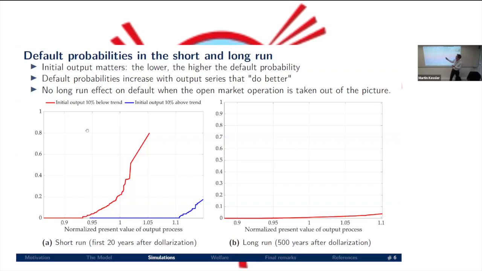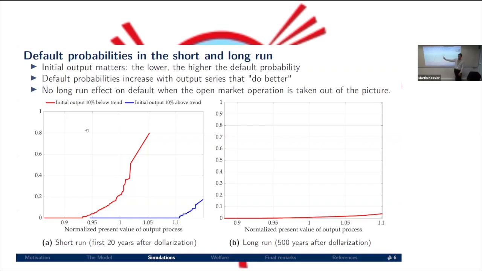And what we find is that if initial output, the output when you dollarize, like in the case of Ecuador, if the output in the 2000s was very low, then the probability that the economy defaults, conditional on the non-dollarized economy repaying the debt, reaches up to about 80%. Okay. And again, this is decreasing in output, so that the lower your initial output, the higher your default probability.